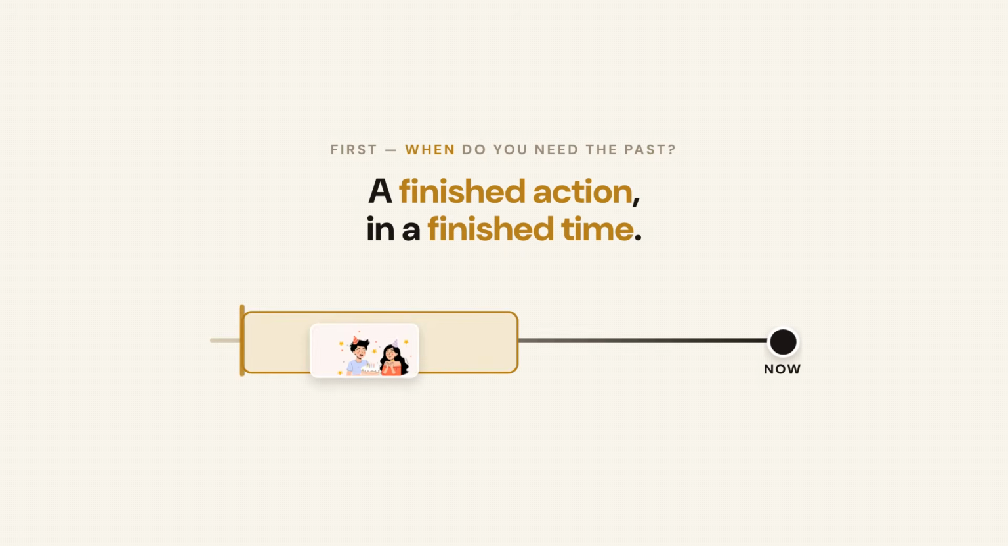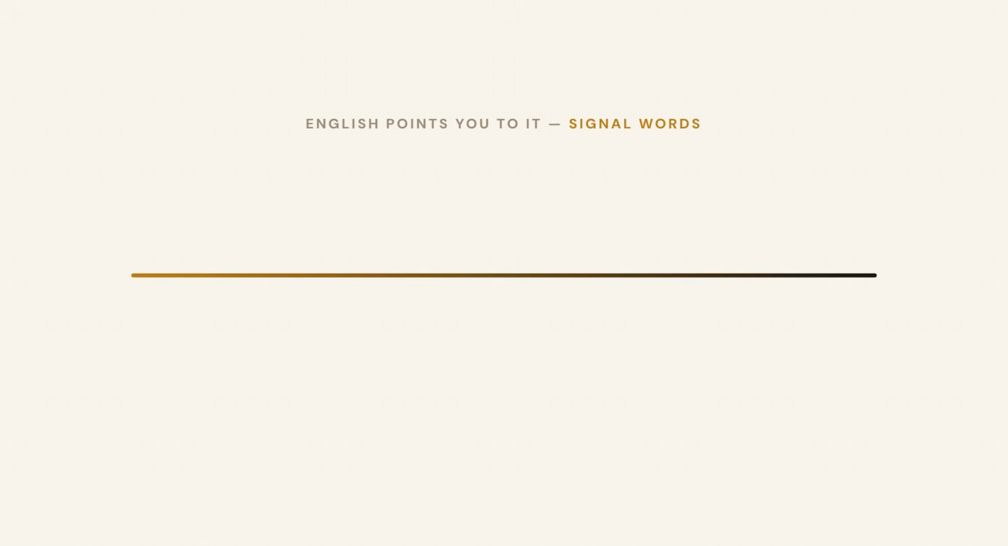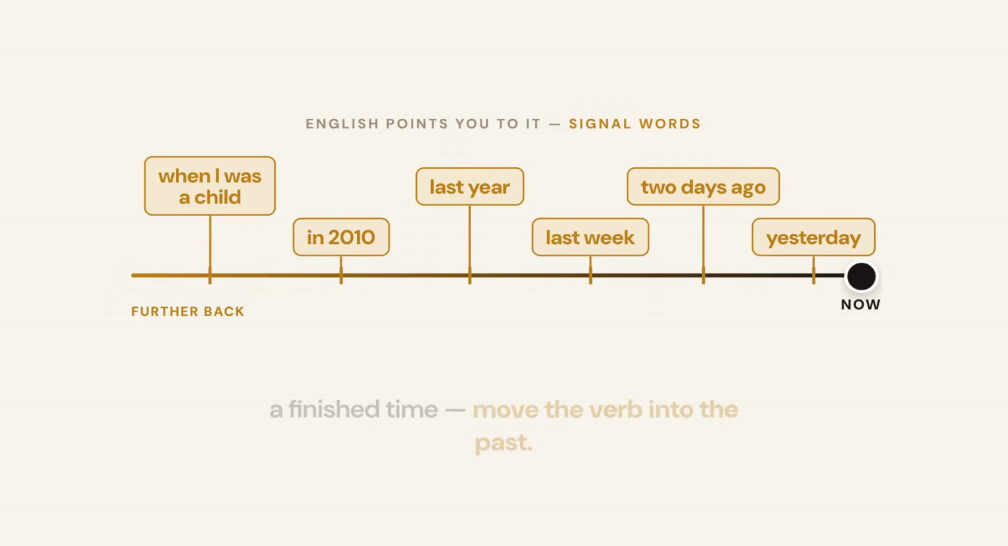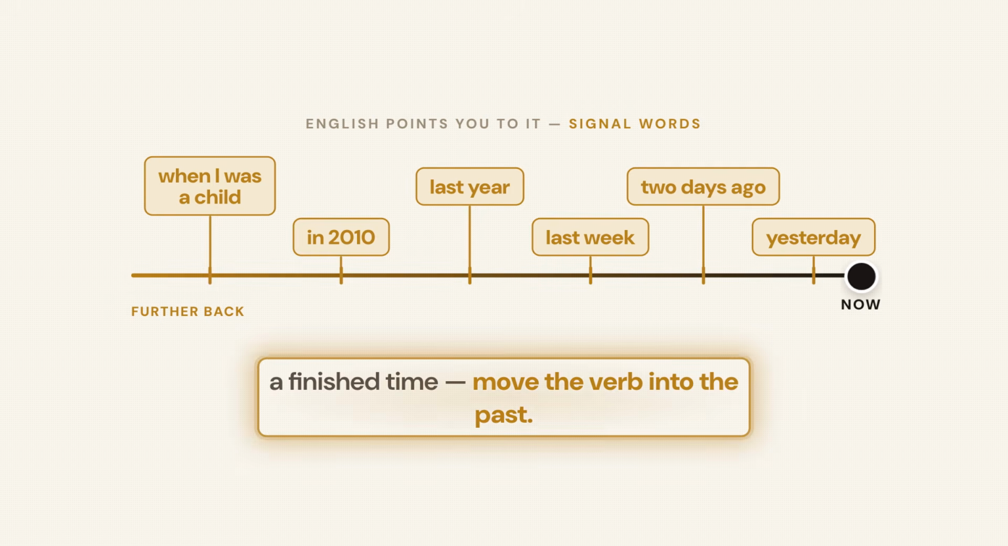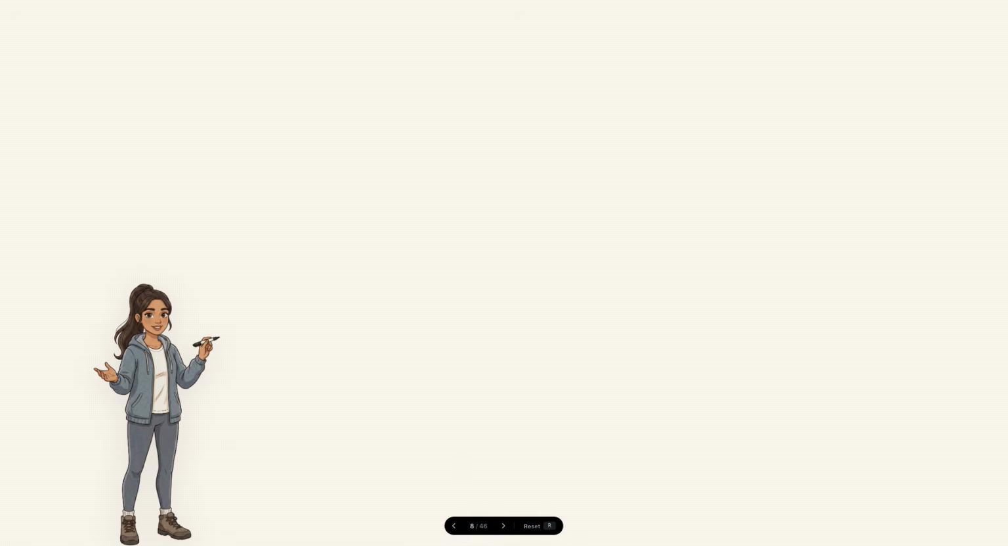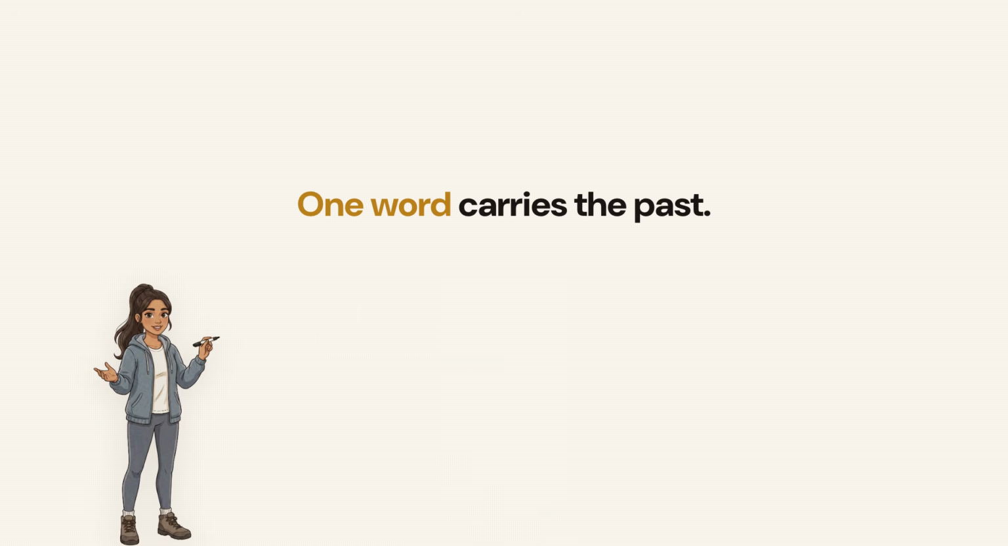First, when do you even need the past? One simple idea holds it all together. The simple past is for a finished action in a finished time. And English gives you signal words that point straight at the past. When you hear or want to say yesterday, last week, last year, 2 days ago, in 2010, when I was a child, that's a finished time. That's your cue to move the verb into the past. So that's the when. Now the real work, the how.